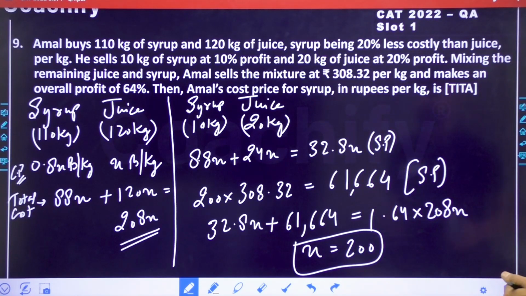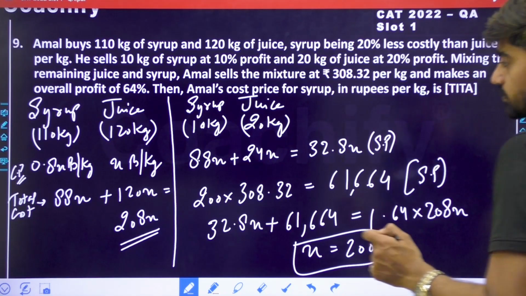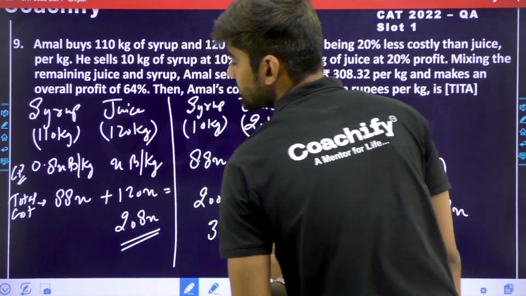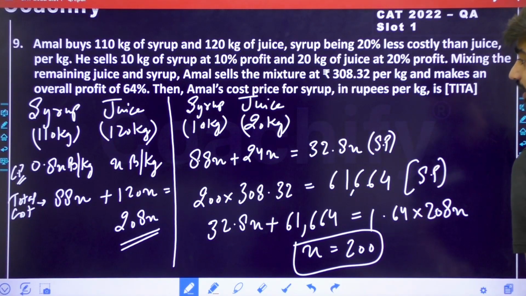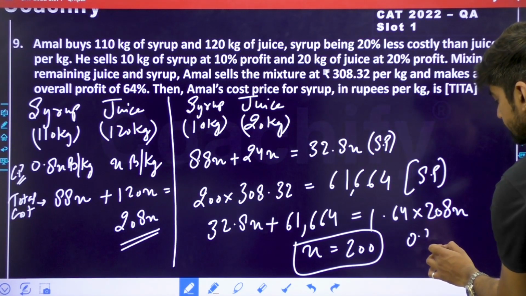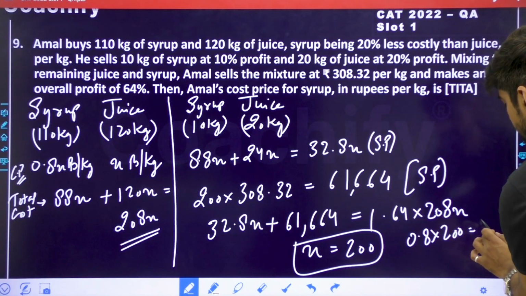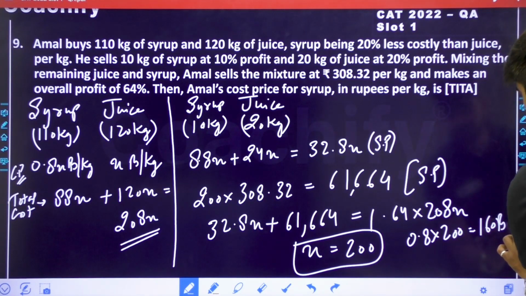Now the question is asking you to find Amal's cost price for syrup in rupees per kg. So what's his cost price for syrup? The cost price of syrup in rupees per kg is given as 0.8x. So when you multiply 200 with 0.8, the result is 160 rupees.